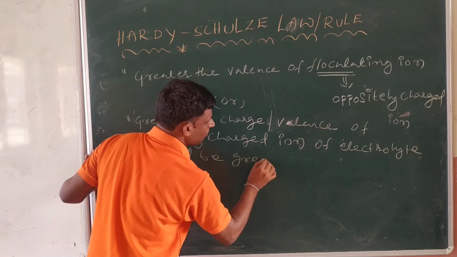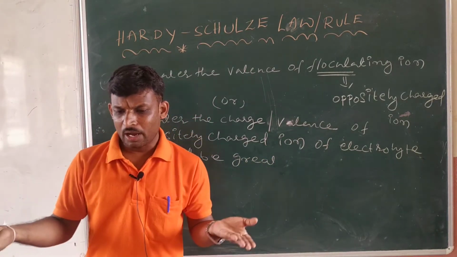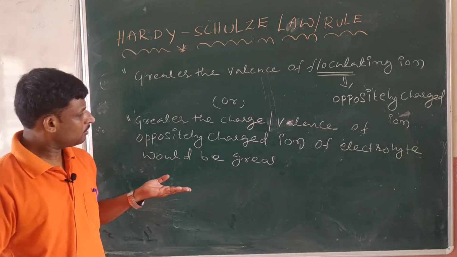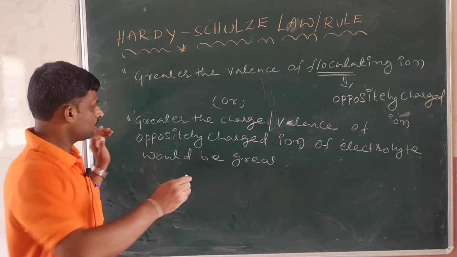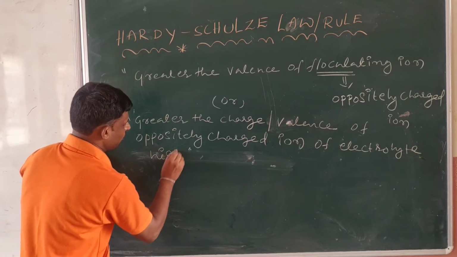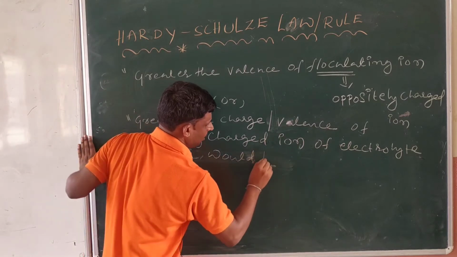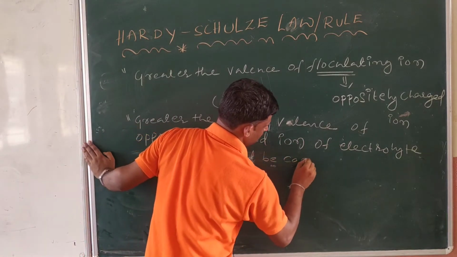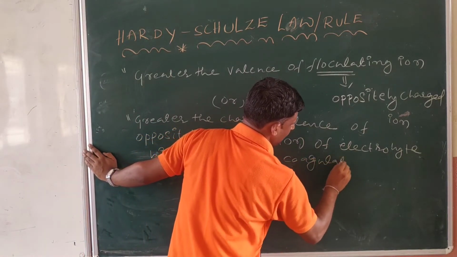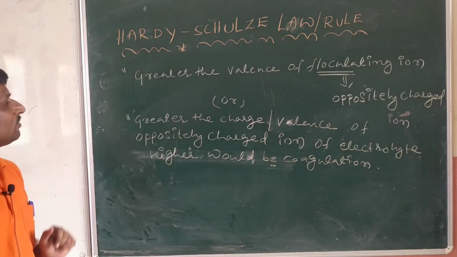Greater the coagulation or higher the coagulation. We can write it in any manner: greater the coagulation, or higher the electrolyte, higher would be coagulation. Higher would be coagulation. Are you getting my point? So what is the meaning of this one, sir?